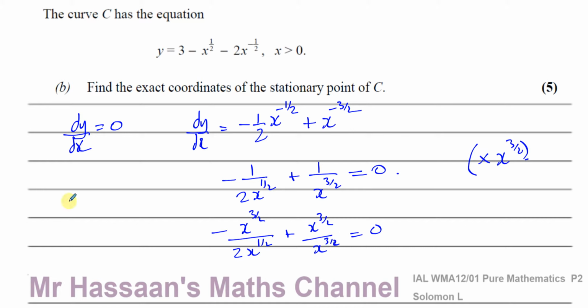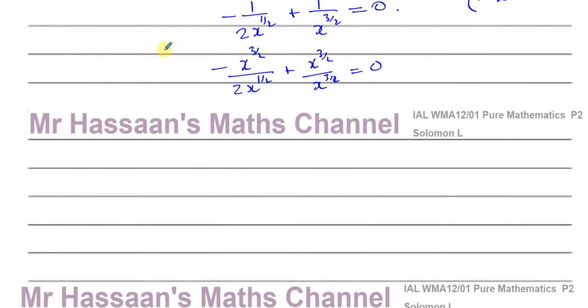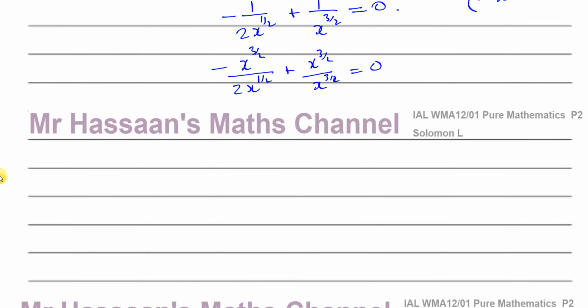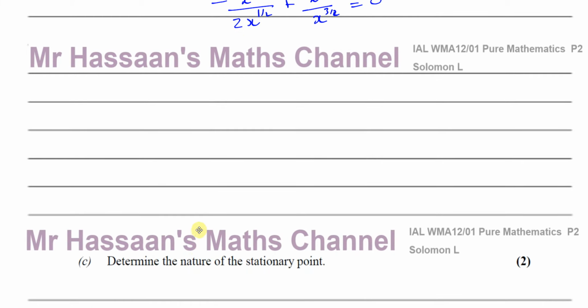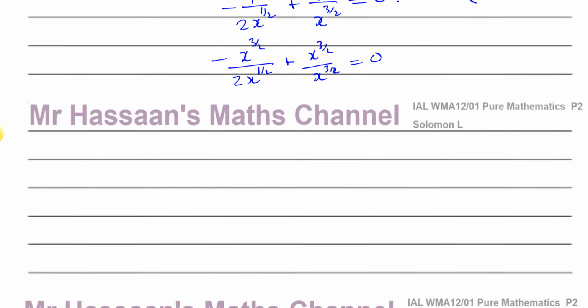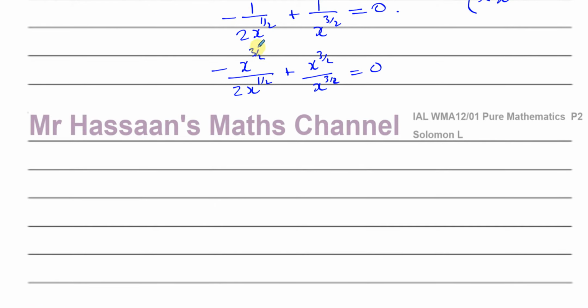Anything times 0 will be 0. So now I can just simplify this. Let me just get rid of this thing down here. Make a bit of space. Okay, so I can simplify this a bit more. X to the power of 3 over 2 divided by x to the power of a half. I subtract the powers. That gives me x to the power of 2 over 2, which is x to the power of 1, which is x. So this is going to give me minus x over 2 plus 1 equals 0. This is going to be 1 because they cancel out. They're the same thing. And so I can say 1 is equal to x over 2. Therefore, x is equal to 2.